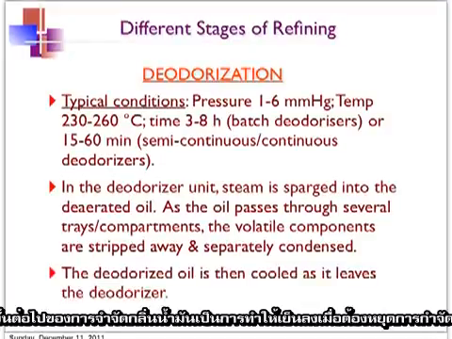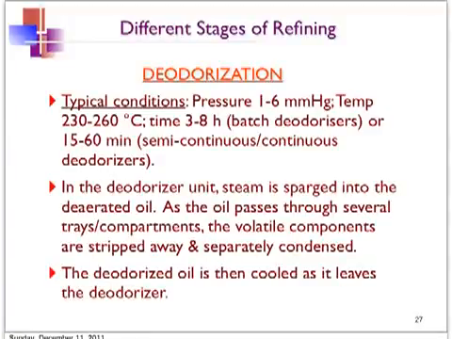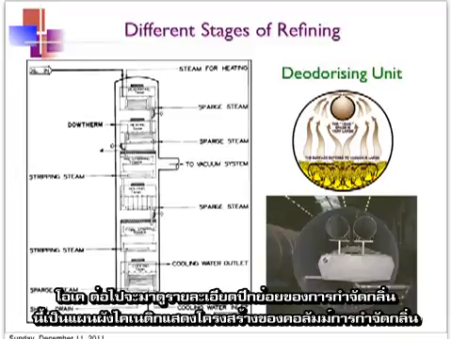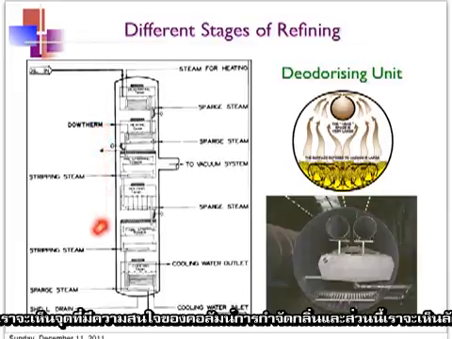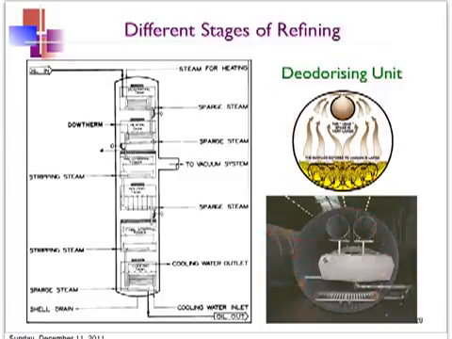And next, the deodorized oil will be cooled when it leaves the deodorizer. Okay, now let's look at more detail on the deodorizer unit. This is a schematic diagram to show the structure of the deodorizer column. And on the right here, this is how it looks from the top of the deodorizer column. This is the actual thing, how it looks from the top.